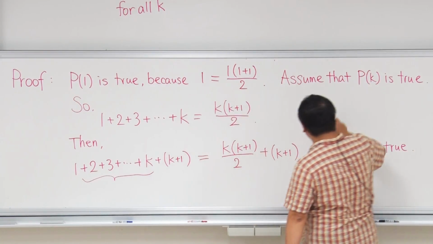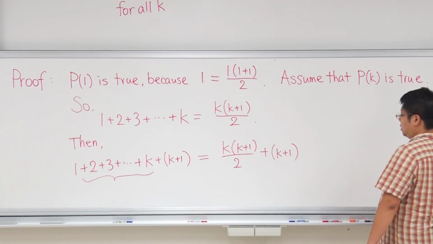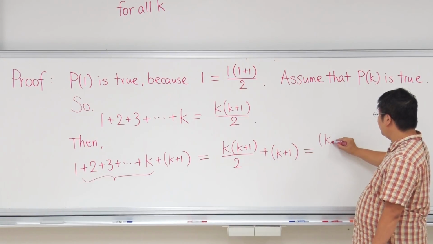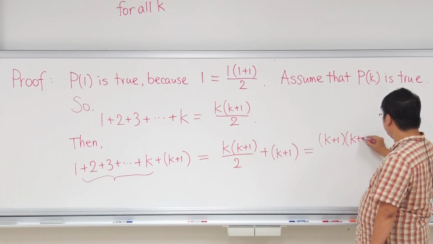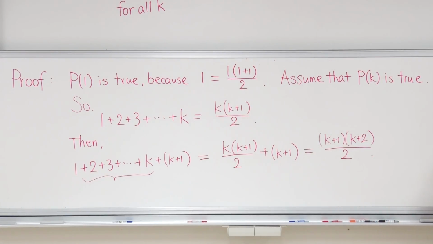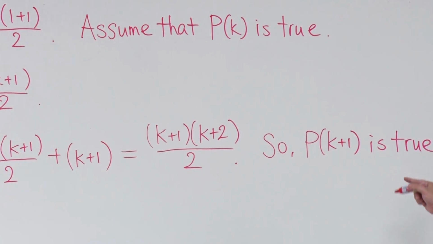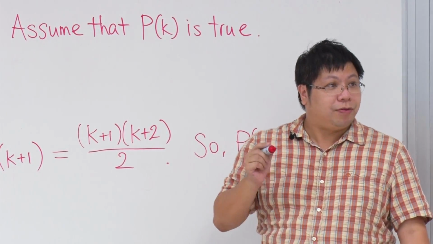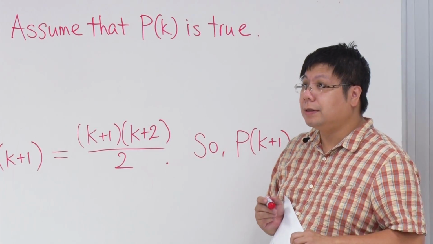So this will be equal to, if you combine these two together, k plus 1 times k plus 2 divided by 2. Is that okay? This is what we hope. So Pk plus 1 is true. We are not saying that Pk plus 1 is always true. We are saying that Pk plus 1 is true under the assumption that Pk is true. Is that okay? And this is exactly the inductive case.